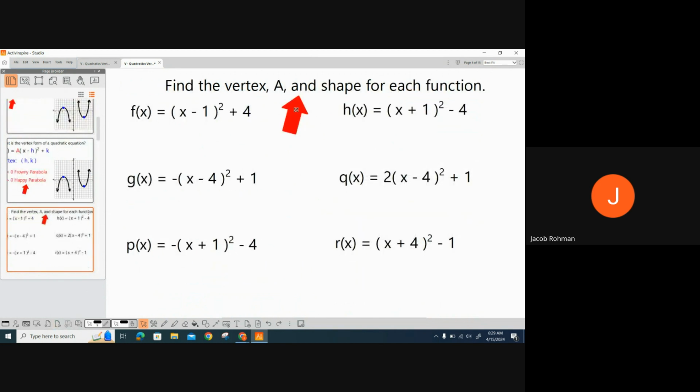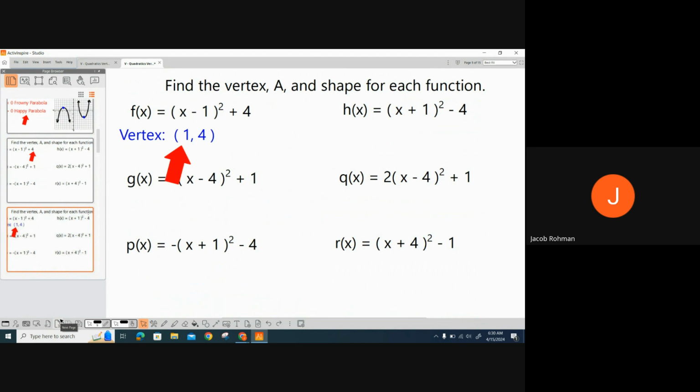So here it says find the vertex and the shape for each function. So let's start with the first one. f of x is equal to (x minus 1) squared plus 4. So we know the vertex is going to be 1, which is this one here, comma 4. And so we're going to write that as (1, 4) for the vertex. And then we know that a is next to the parentheses here. Well, since it doesn't have a number, it's understood to be a coefficient of 1. So we're going to say that a is equal to 1. And since a is greater than 0, we're going to say that it's an upward facing parabola.